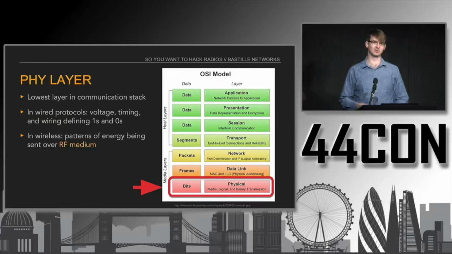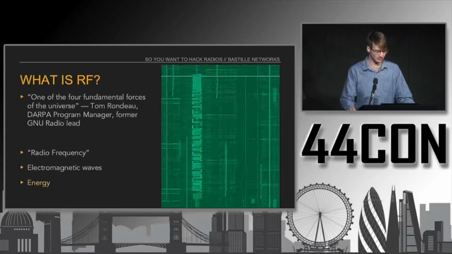And in wired protocols, it defines how your digital ones and zeros get mapped into voltage, timing, and wiring. However, in wireless systems, it instead refers to how your ones and zeros get mapped into the RF medium, patterns of energy that's being sent over the electromagnetic spectrum.